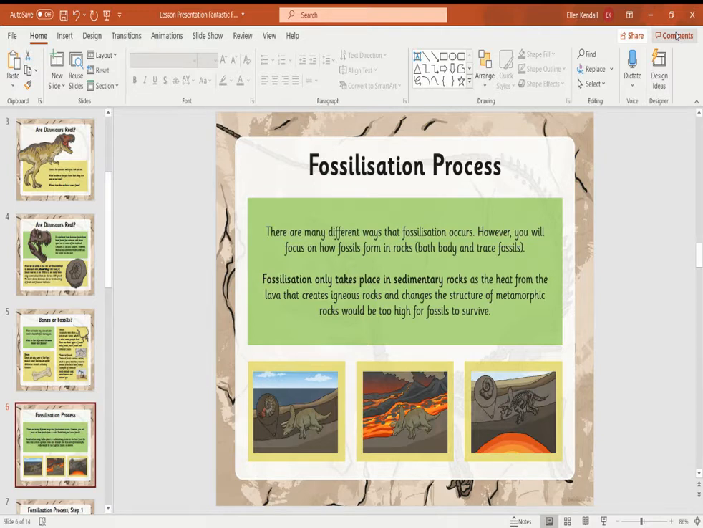Fossilization only takes place in sedimentary rocks, as the heat from the lava that creates the igneous rocks and changes the structure of metamorphic rocks would be too high for the fossils to survive. Okay, so sedimentary, remember, that is the layers of rock that are under the sea.